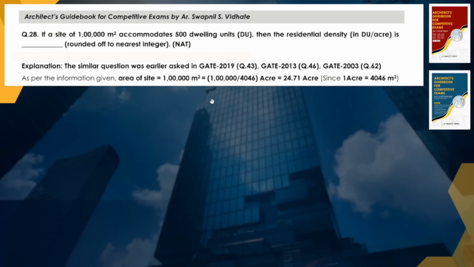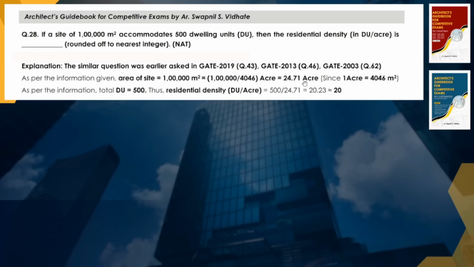Here the calculation will be 1 lakh divided by 4046, which is 24.71 acre. So the site area, that means 1 lakh meter square, will be equal to 24.7 acre. As per the information, total dwelling units are 500. So the residential density in DU per acre will be 500 divided by 24.71, which gives 20.23. They are asking the answer rounded off to the nearest integer, so we ignore the values after the decimal point. So 20 we can put as the final answer.